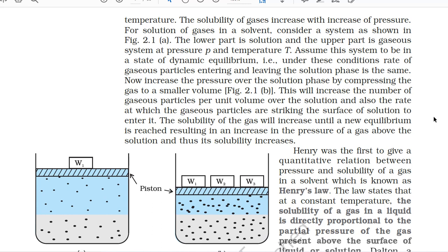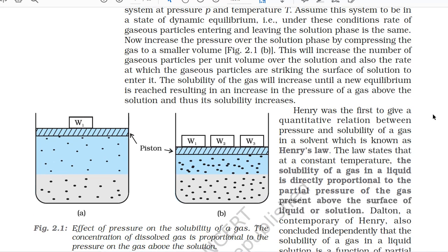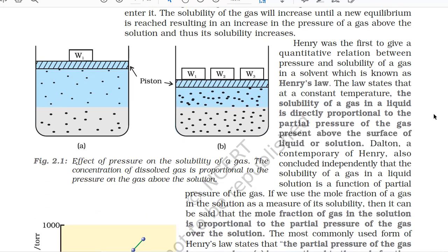Now increase the pressure over the solution phase by compressing the gas to a smaller volume (figure 2.1b). This will increase the number of gaseous particles per unit volume over the solution and also the rate at which the gaseous particles are striking the surface of solution to enter it. The solubility of the gas will increase until a new equilibrium is reached, resulting in an increase in the pressure of the gas above the solution and thus its solubility increases.